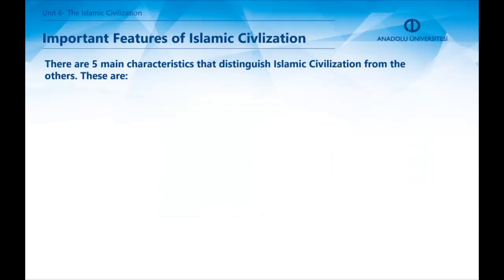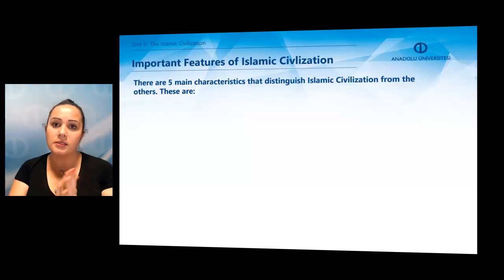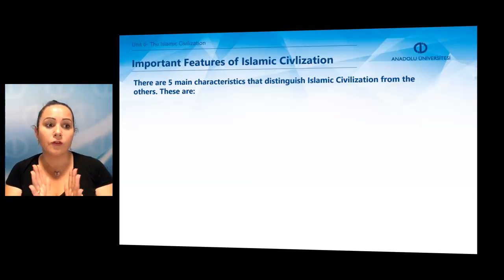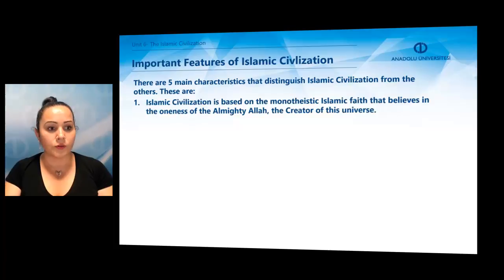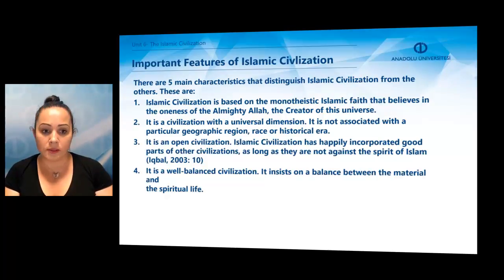There are 5 main characteristics that distinguish Islamic civilization from the others. The first one is that Islamic civilization is based on the monotheistic Islamic faith that believes in the oneness of Allah, Almighty Allah. It's a civilization with a universal dimension. It's not associated with a particular geographic region, race, or historical era. It's an open civilization.